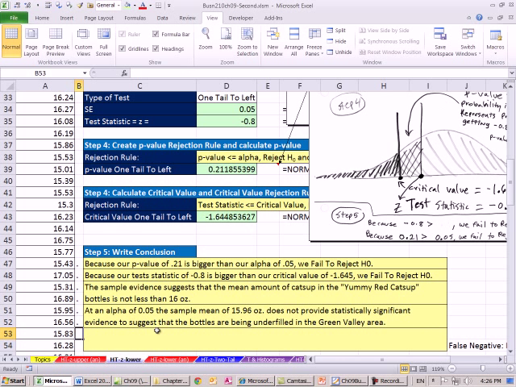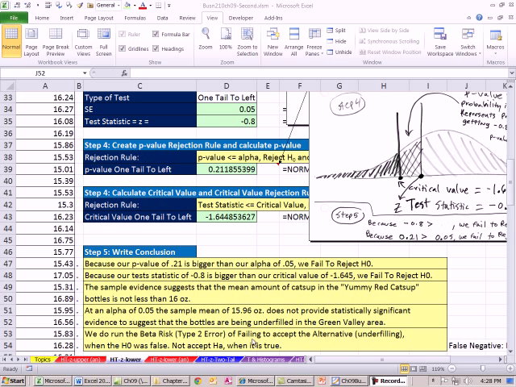And finally, we'll mention beta risk, because in our last video, we actually had statistical evidence to reject the null hypothesis. Here we don't, so we run the risk of a beta error. Our beta risk, type 2 error, that is, we do run the risk of failing to accept the alternative, underfilling, when H sub 0 was false. In essence, not accepting the alternative when in fact it was true.